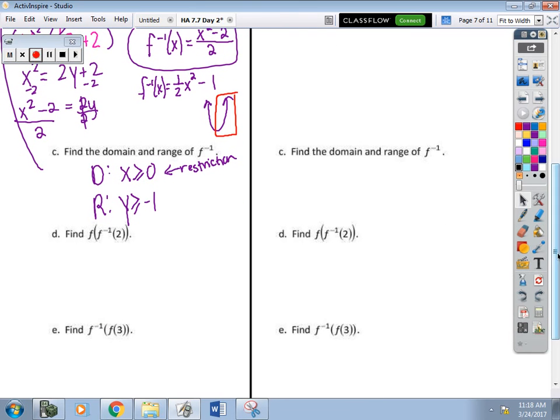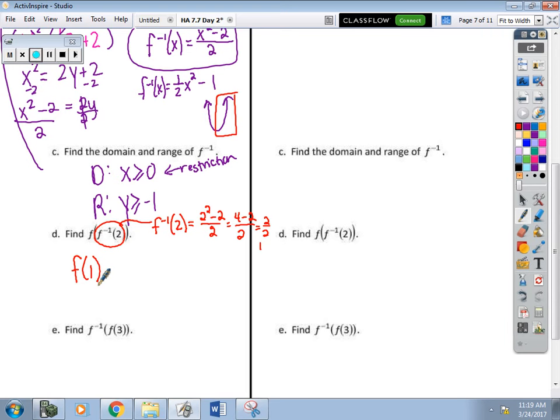The last 2 things they ask us to do here are to find composite or composition functions. So we're going to do f of f negative 1 of 2. So kind of like we used to do f of g of x. So start on the inside. We're going to find the inverse using 2 as our x value. The inverse is this function we found up here, x squared minus 2 all over 2. 2 squared is 4. 4 minus 2 is 2, and 2 divided by 2 is 1. So I'll take that and replace it back over here. So now I have f of 1.